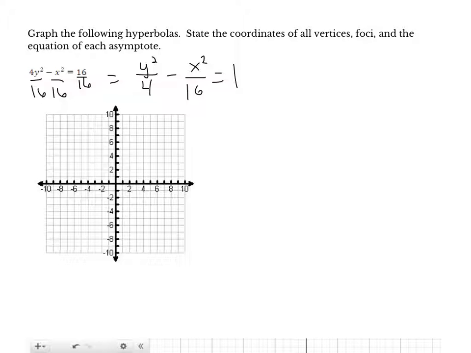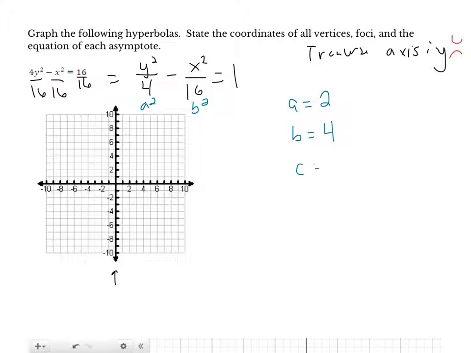So I see that the y comes before the x, so the transverse axis is going to be the y-axis. That means my foci and my vertices all go here, and that means that my hyperbola will open up and down. So if I look at this problem, I know a is 2, because a squared always comes first, and this is b squared. So a equals 2, b will equal 4, and c we don't know.